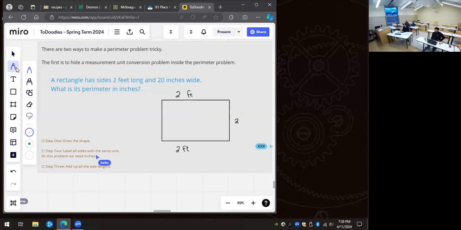And 20 inches wide. What is the perimeter in inches? So the problem is that the 2 feet, these are the wrong measurement units. We want inches, but they gave us feet. So how do we change feet into inches?